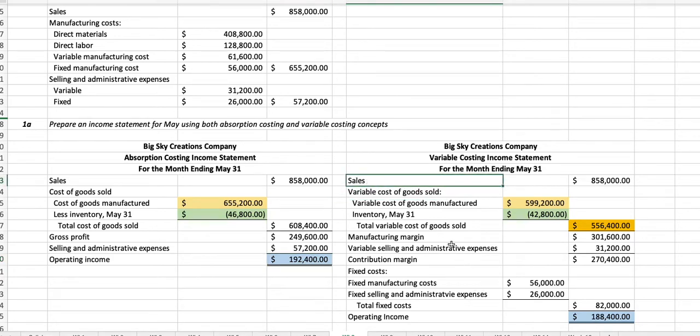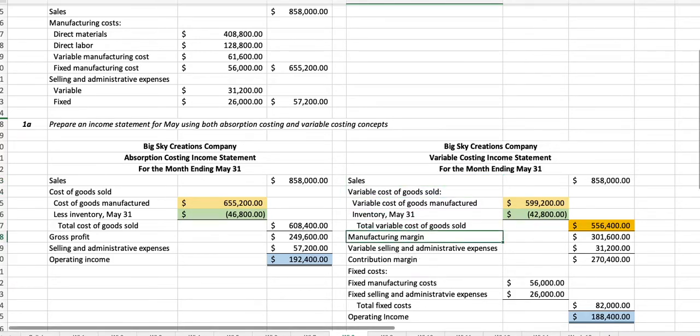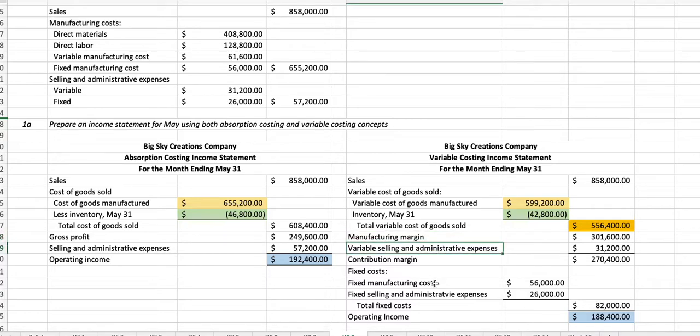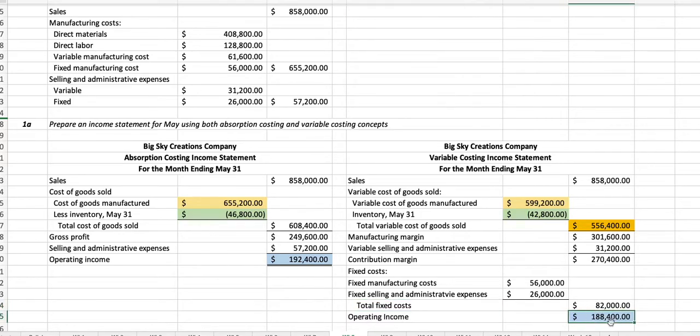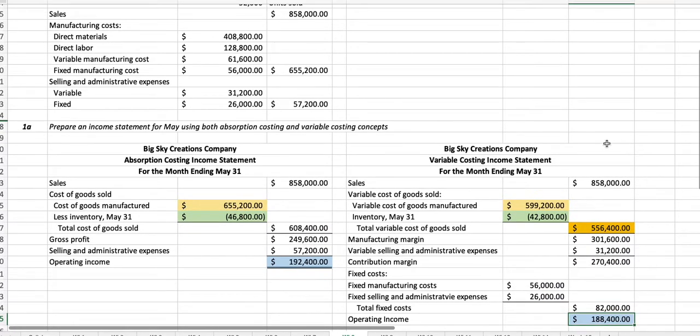Again, we still start out with sales, but then our categories are just a tiny bit different. We have our variable cost of goods sold, manufacturing margin, variable selling and administrative expenses, and then we have the contribution margin. After the contribution margin, we have our fixed costs. So we have our fixed manufacturing costs and our fixed selling costs and our total costs. We're going to get an operating income, and you can already see that our operating income is lower over here. So let's talk about why.